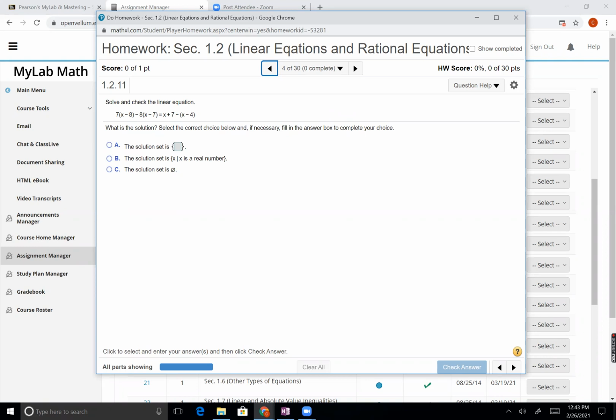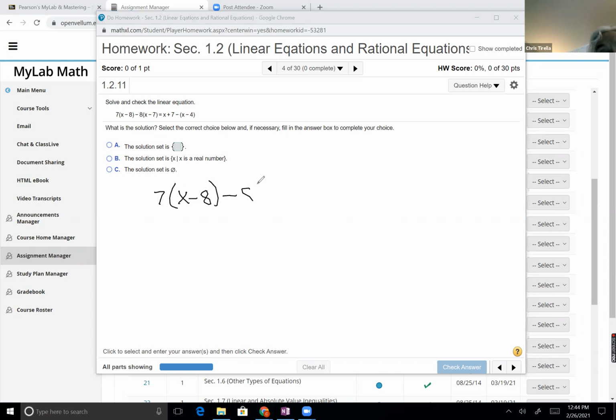Okay. So what we've got here is 7 times parentheses x minus 8, close parentheses, minus 8 times parentheses x minus 7, close parentheses, equals x plus 7 minus parentheses x minus 4. Does everybody remember the first thing that we said we do in solving an equation is simplify each side? What would you do to simplify what's over here on my left-hand side?